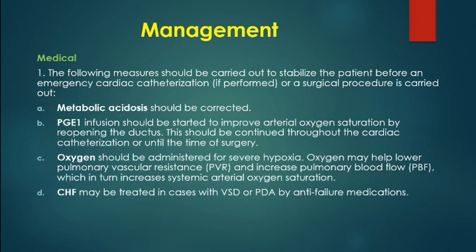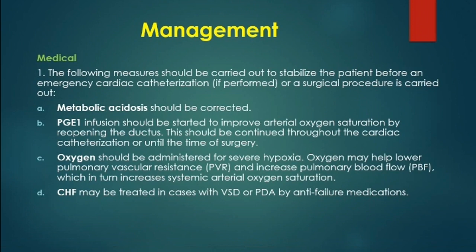So usually these patients come as an emergency. So at first we need to stabilize the patient before doing any definitive intervention or even palliative procedure. At first, we need to correct the metabolic acidosis. We should start prostaglandin infusion to keep the patent ductus arteriosus patent and improve oxygen saturation.